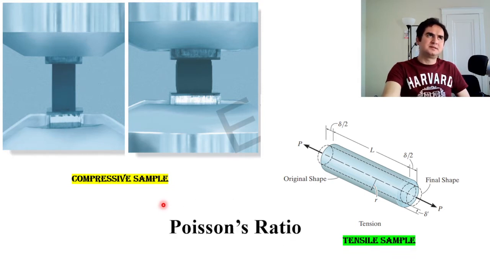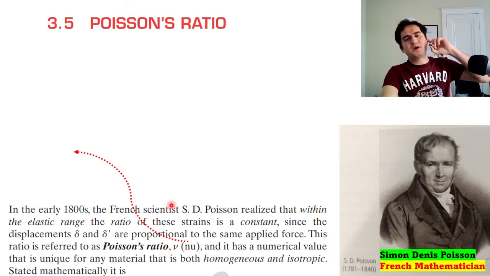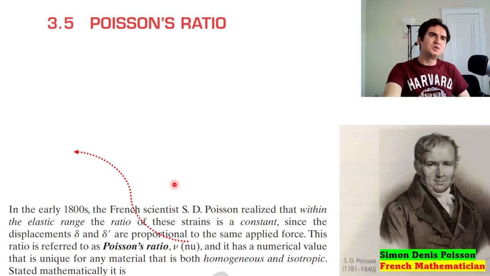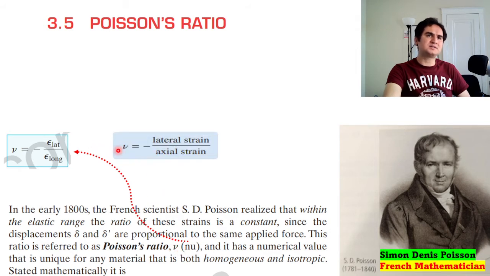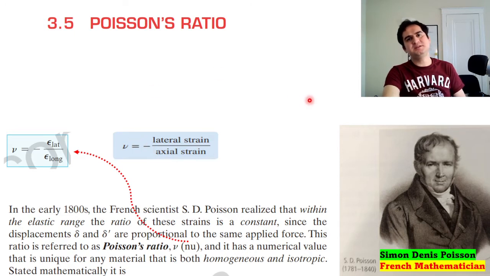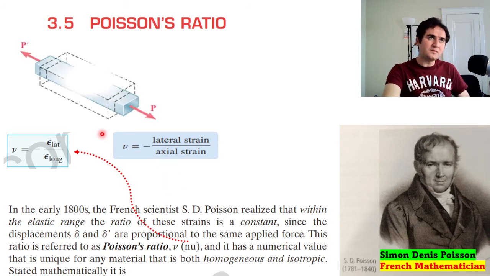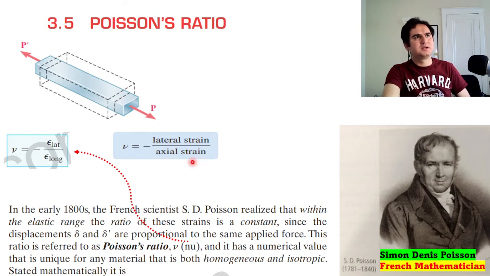It was Simon Denis Poisson, a French mathematician, who discovered this relation between lateral strain and longitudinal strain, and that's nothing but nu. He defined it by nu, and that's nothing but lateral strain to axial strain. The negative sign indicates that if a material increases in one direction, it should decrease in the other direction. So if you pull the material, it should decrease on the other sides.